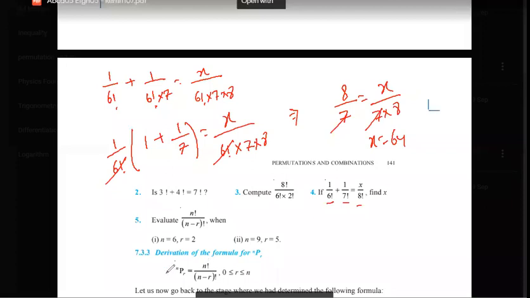Vastav, this is the formula. See, it is already written over here. nPr is equal to n factorial by n minus r factorial. Means number of ways of selecting r objects out of n objects.